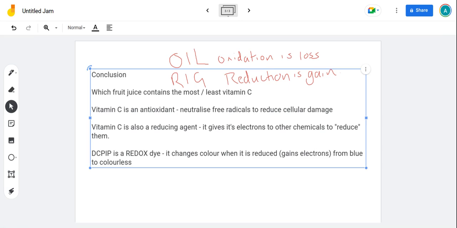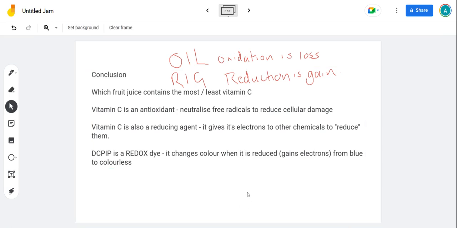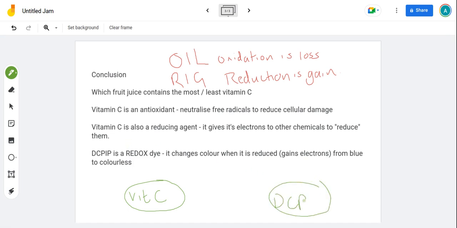That's basically it, actually, in terms of the science of it. So what I just want to do is draw it for those of you that prefer things to be drawn. If this here is our vitamin C, and this over here is our DCPIP, what happens is that the vitamin C gives an electron to the DCPIP. So you can see the DCPIP is gaining an electron, so it's being reduced. The vitamin C is losing an electron, so it's being oxidized.